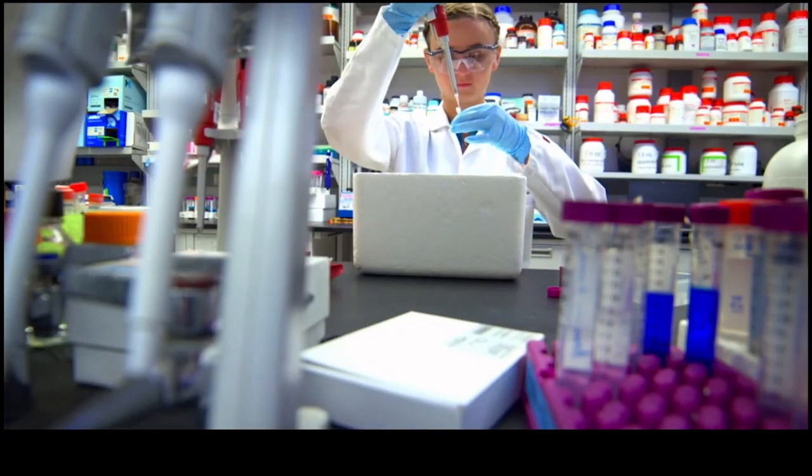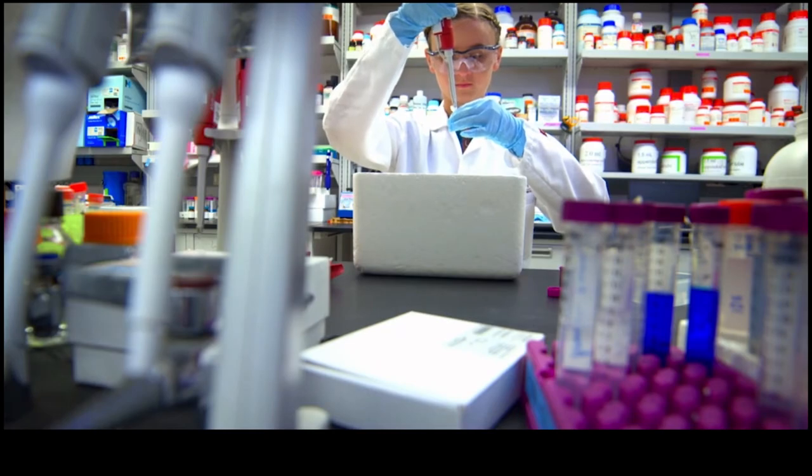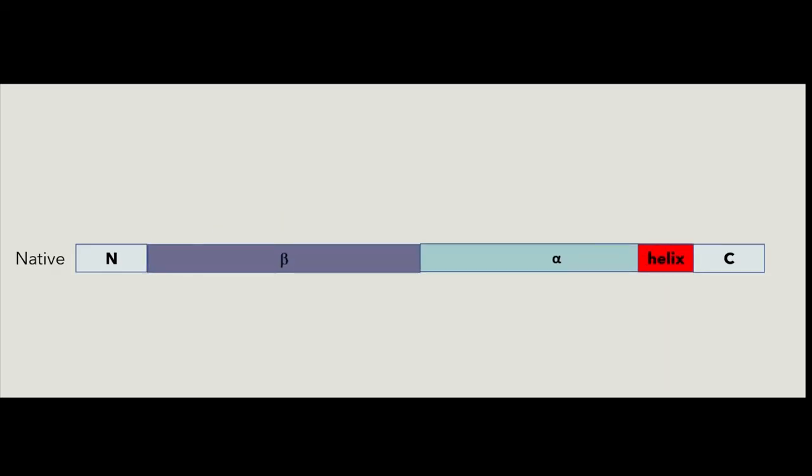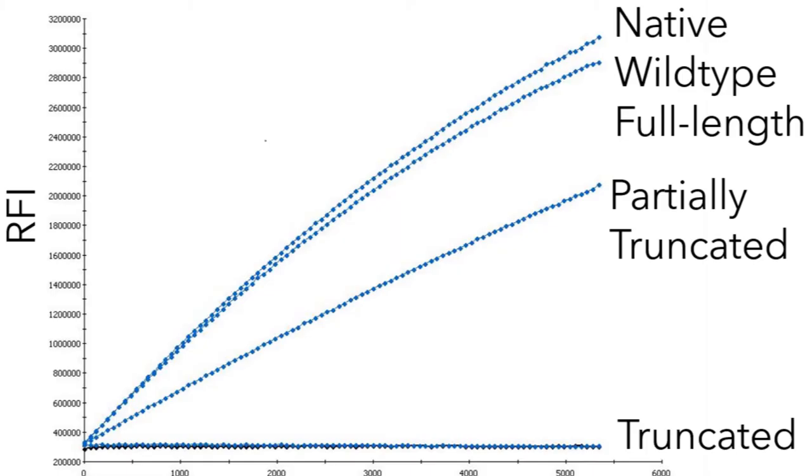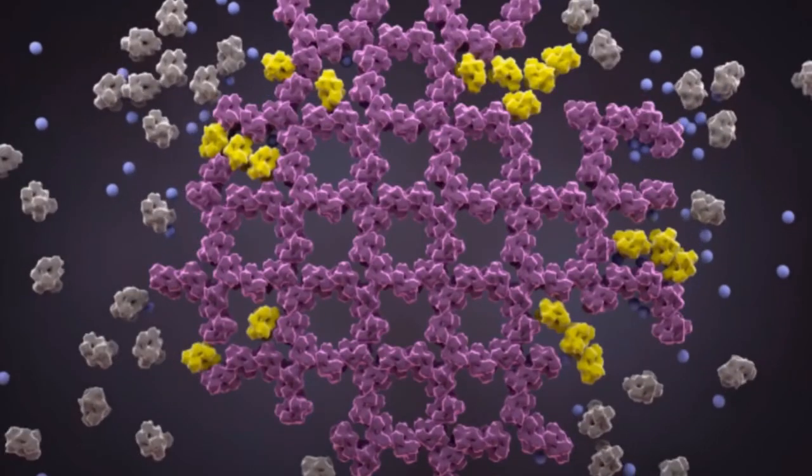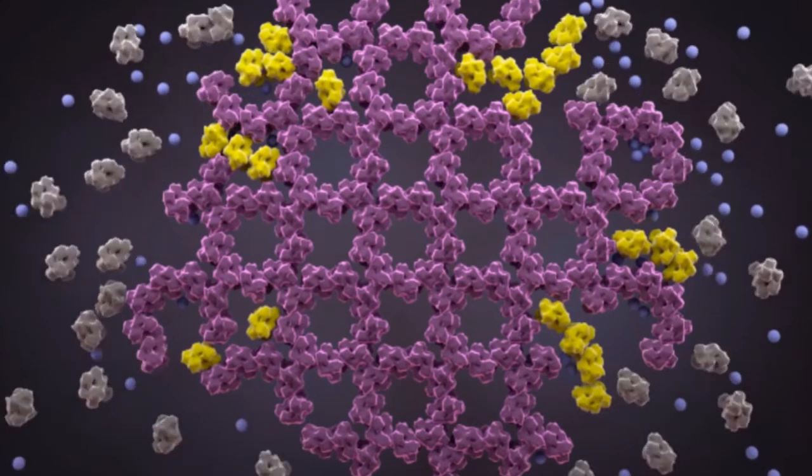First, we used a new construct of Taspase-1, switching the position of the alpha and beta subunits. After purification, we proved that the enzyme is still highly active compared to the native protein. The most difficult part of the project was getting the protein to form a crystal lattice that would diffract and allow us to solve the structure by X-ray crystallography.